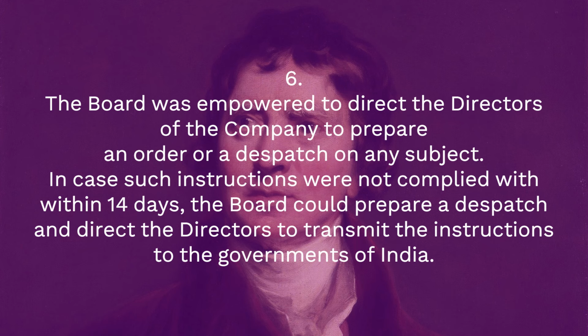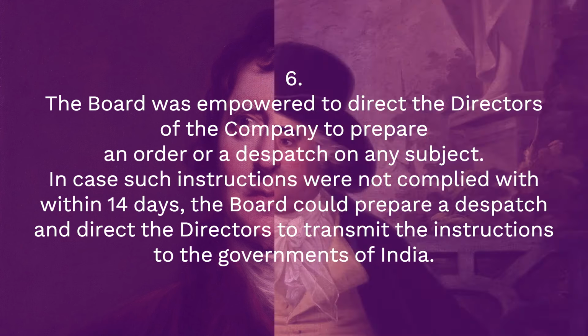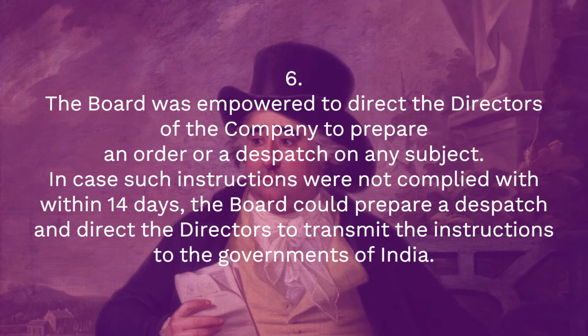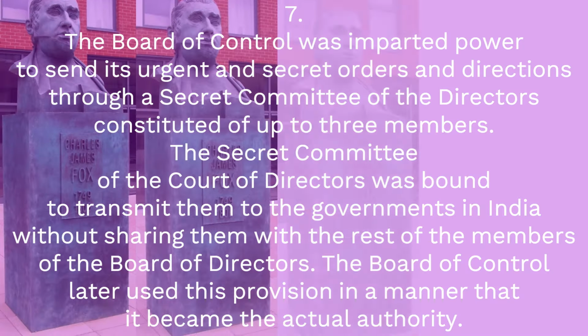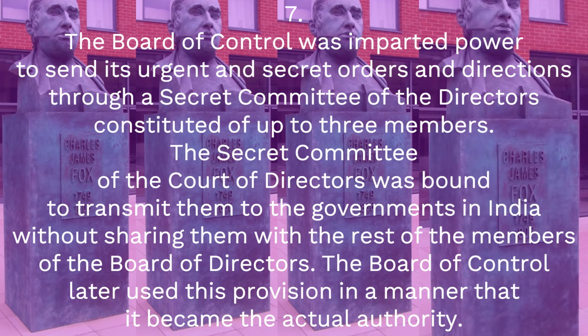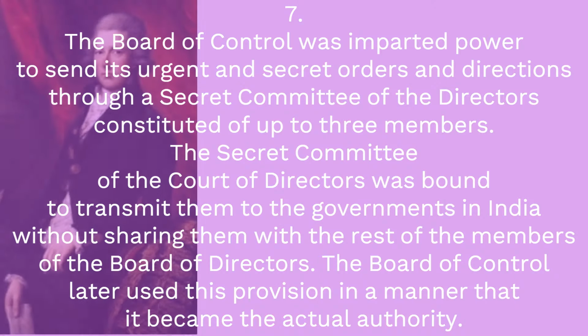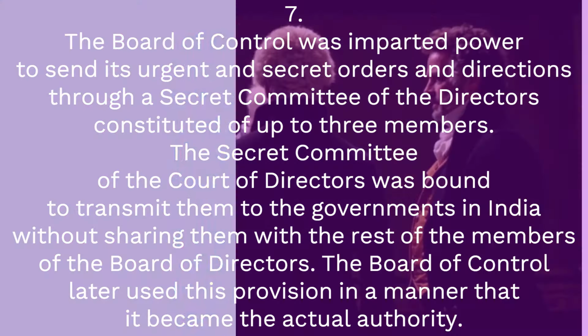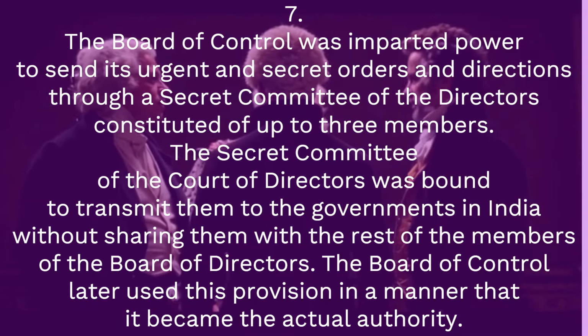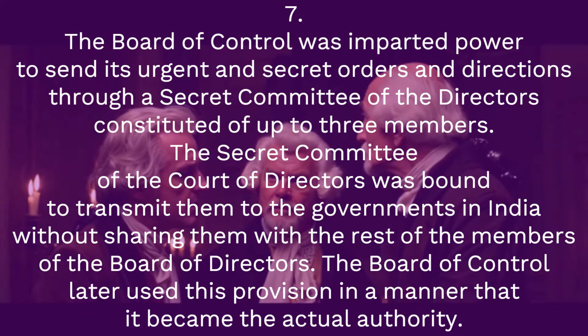In case such instructions were not complied with within 14 days, the board could prepare a dispatch and direct the directors to transmit the instructions to the governments of India. 7. The Board of Control was imparted power to send its urgent and secret orders and directions through a secret committee of the directors constituted of up to 3 members. The secret committee of the Court of Directors was bound to transmit them to the governments in India without sharing them with the rest of the members of the Board of Directors. The Board of Control later used this provision in a manner that it became the actual authority.